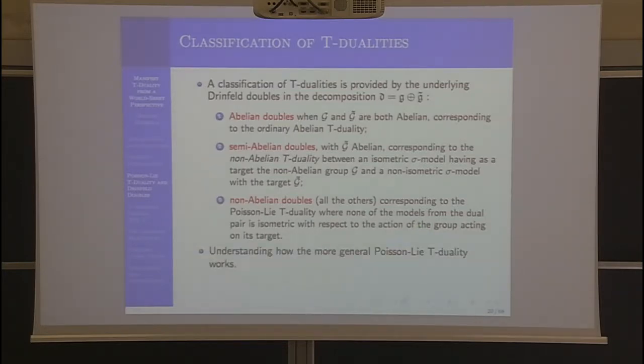So it would be nice to understand how this more general Poisson-Lie T-duality works in string theory. And it would also be very stimulating to investigate the physical interpretation and the underlying geometric structures of this more general T-duality.